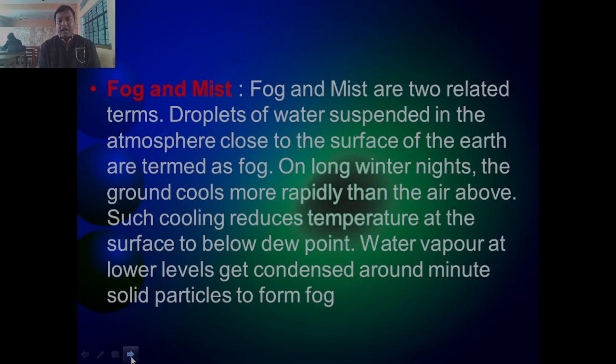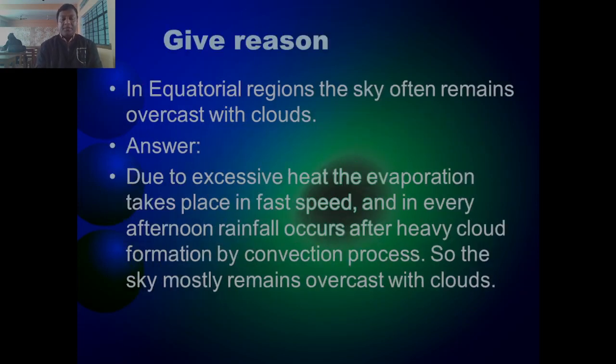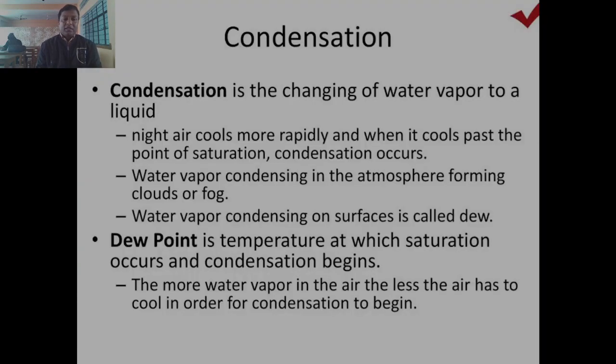On the long winter nights, the ground cools more rapidly than the air above. Such cooling reduces the temperature at the surface below the dew point. So water vapor at lower levels gets condensed around minute solid particles to form fog. So this is, I think, clear. We are going to discuss this in the next session.